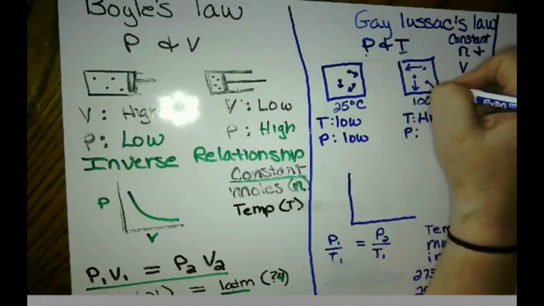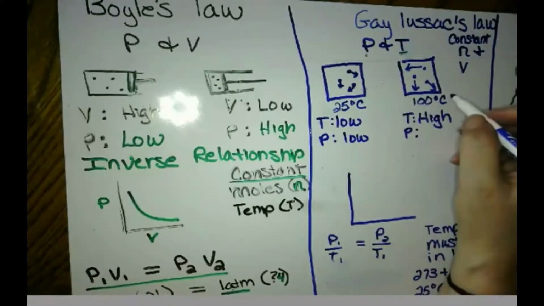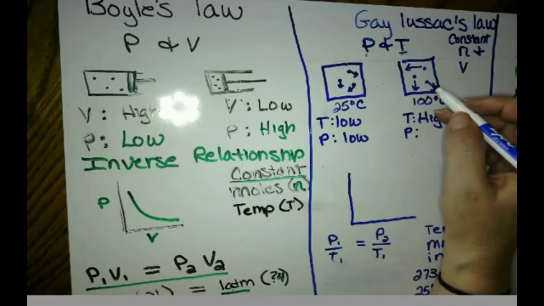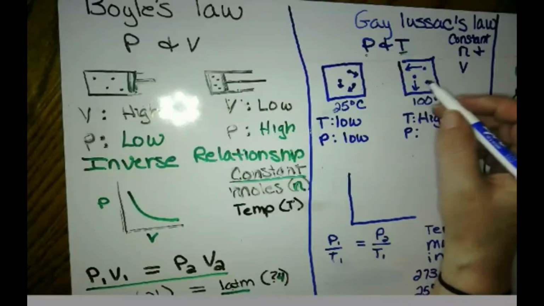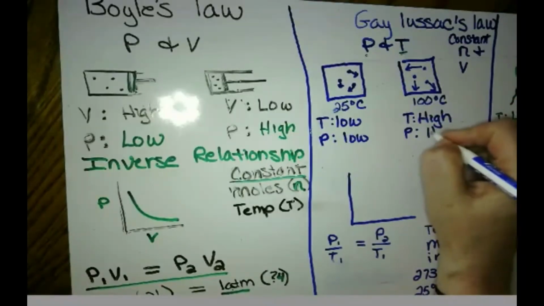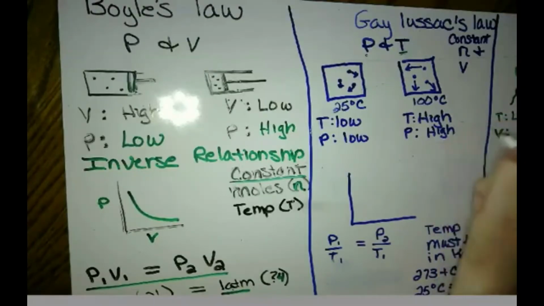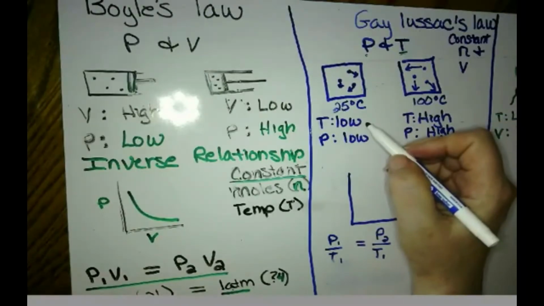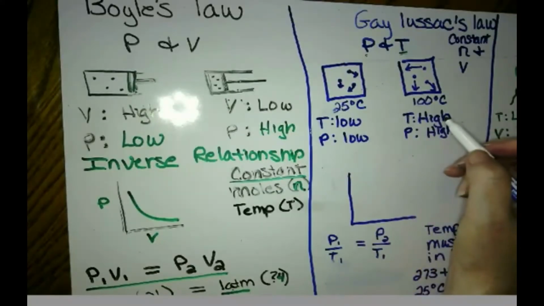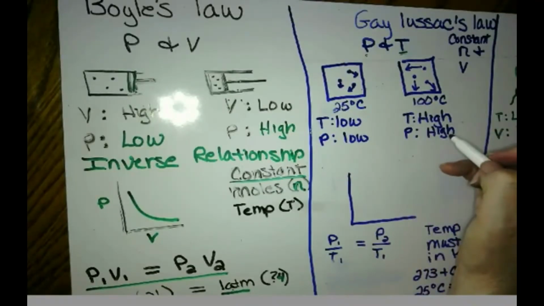The longer the arrow, the faster they're moving. Okay? If they're moving faster, will I get more or less collisions? If they're moving faster, they'll bounce against these walls more times, so my pressure will be higher. Okay, so if I have a low temperature, I will have a low pressure, less number of collisions. If I increase that temperature, my pressure will go up.